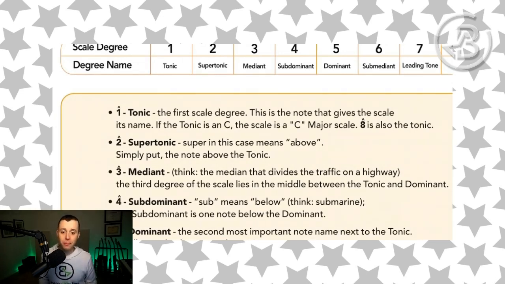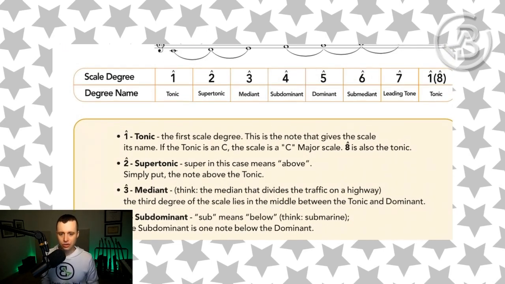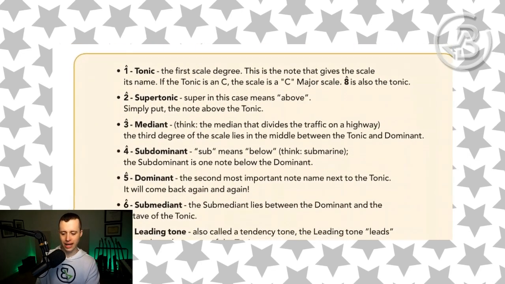Now the mediant. You can think about the median that divides a highway. The mediant divides the space between scale degree 1 and scale degree 5. It's halfway between scale degree 1 and scale degree 5, right here. That's our mediant. That's why we call it the mediant, because it divides the space between 1 and 5.